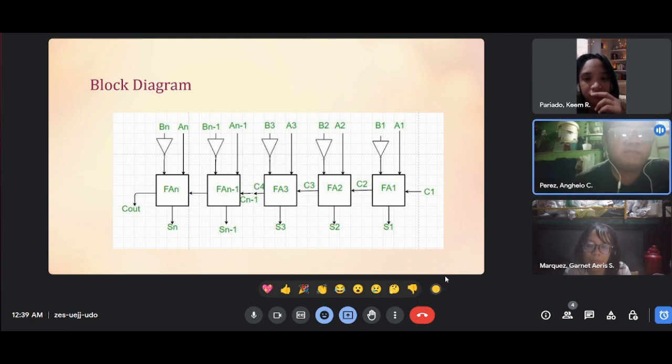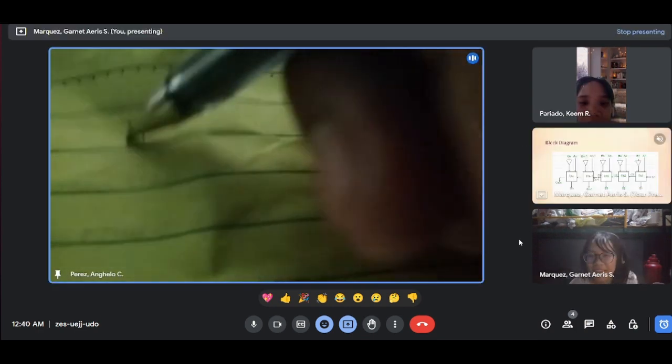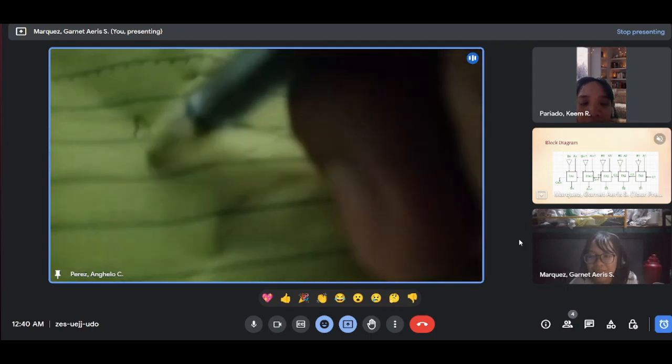The part with B n minus 1, A n minus 1, or the full adder n minus 1, is where our n-bit parallel subtractor processes. Then lastly, the C out means carry out. So, I will give you an example. We have an A value and a B value.